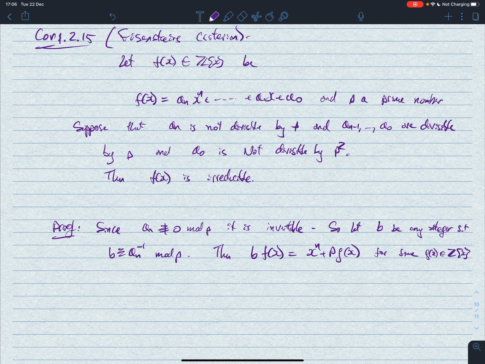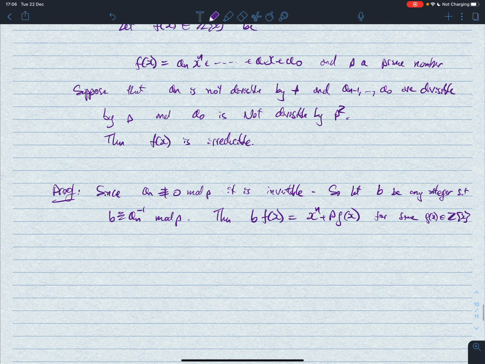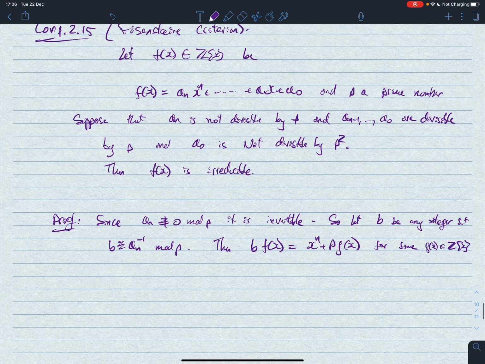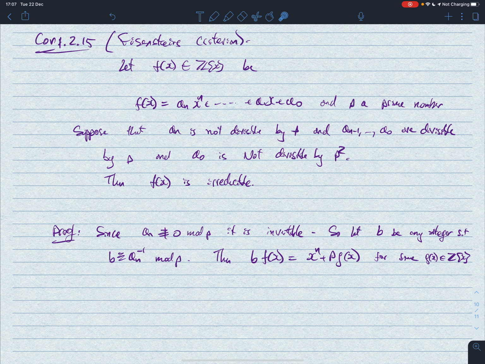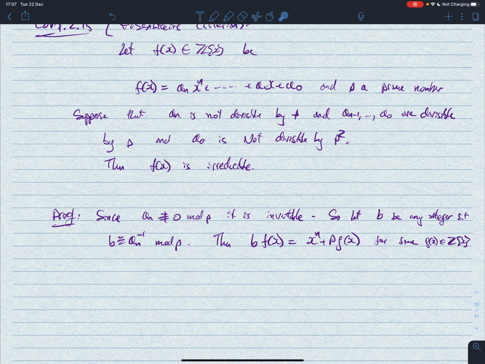Just think of what I've done. Because b is an inverse mod p, when I multiply b times a_n, this is 1 mod p. So when I do b times f of x, the leading coefficient looks like 1 plus p times something. So I can just regroup it, putting my p times something over here. And all the other coefficients are divisible by p. So this is p times g of x, and I can write my polynomial like this.